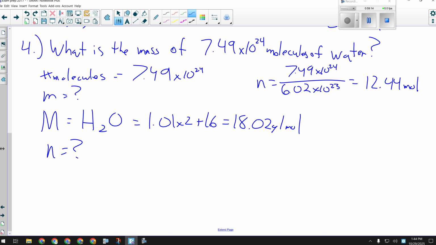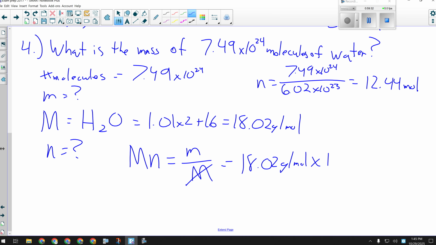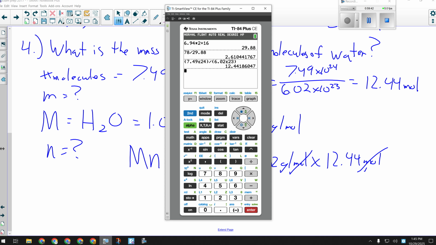Now that I have n and big M, now I can get little m. N equals little m over big M. Multiply both sides by big M, and we've got 18.02 grams per mole times 12.44 moles. The moles will cancel, and I'll be left with grams. So we're looking at 224.20 grams.